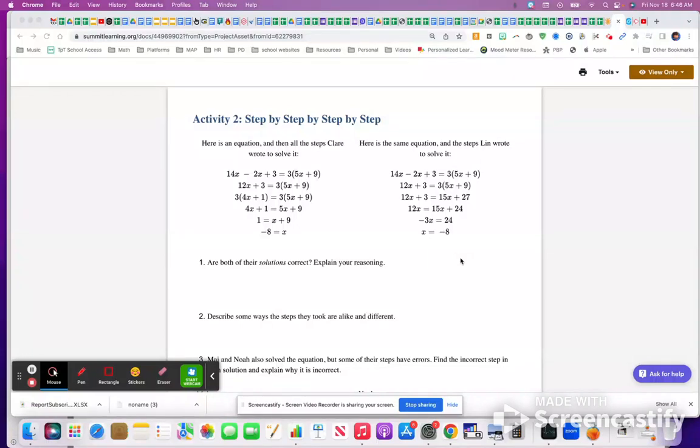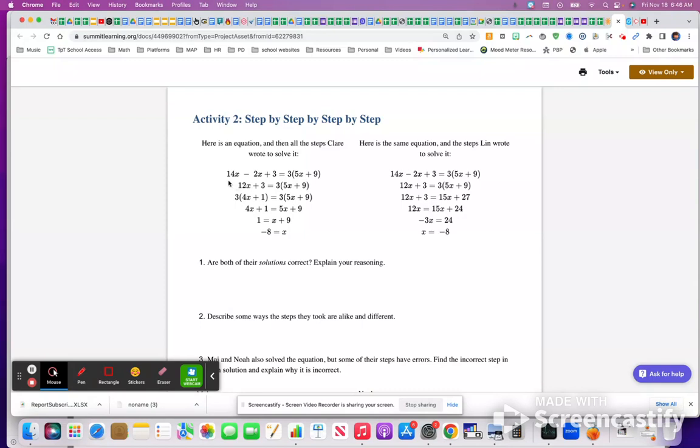Okay, so now let's do the next activity step by step. We have Claire who wants to solve this equation, and then we have Lynn who wants to solve this equation. It's not two different equations. It's the same equation, just two different ways to solve it.